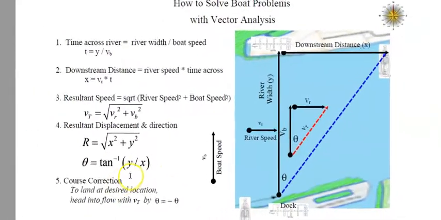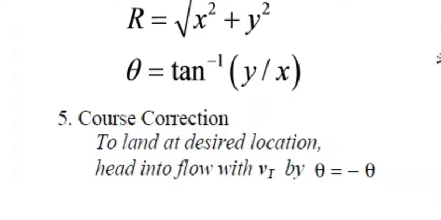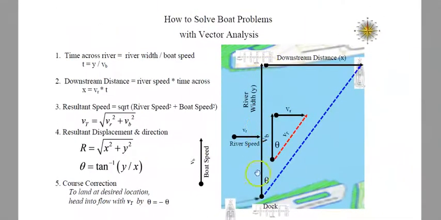And then we're going to talk about the course correction. If you did not want to be pushed downstream, but you wanted to make it straight across the river and get the passengers from this dock to that dock without having to make them walk all the way back upstream from where they were displaced.